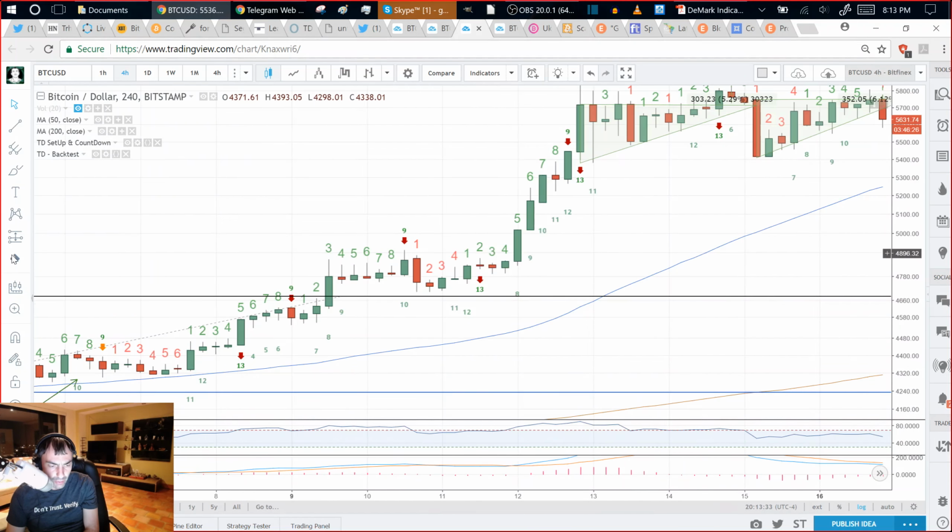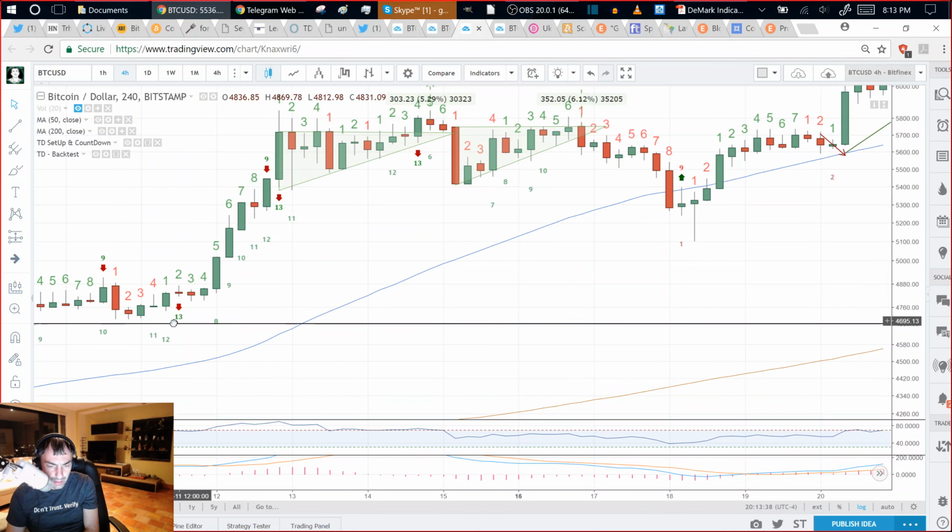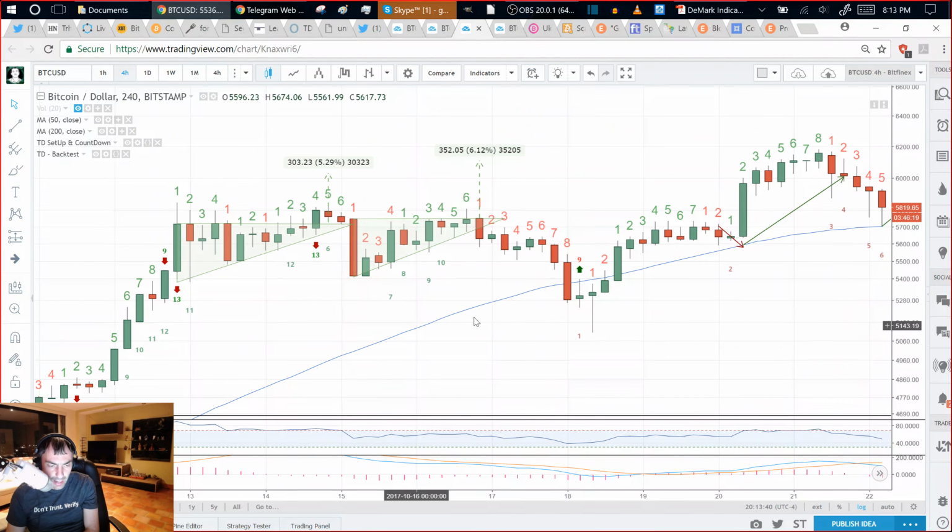You know what, let's just go with the low, right? So recently, what hour is this? There was a 9 buy indication right here on 10:18. So 10:18 at 4 p.m. Eastern time.